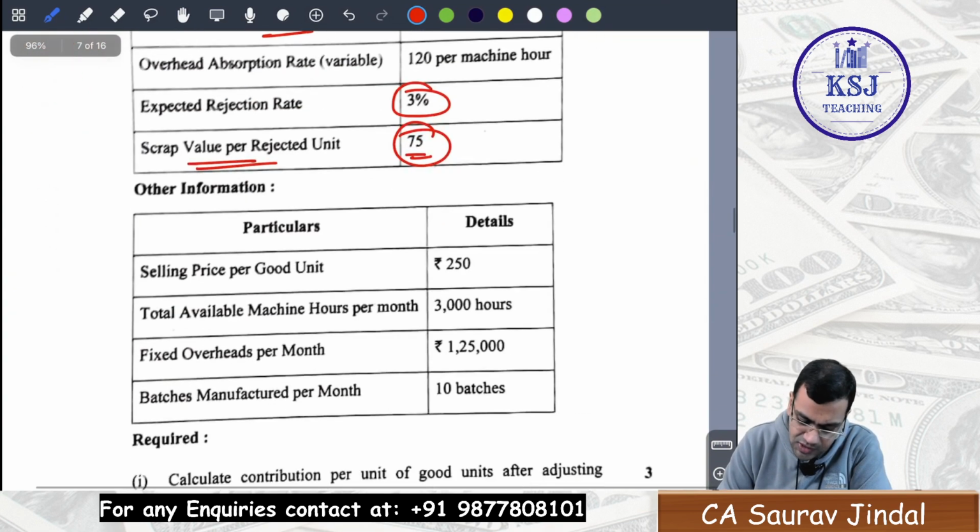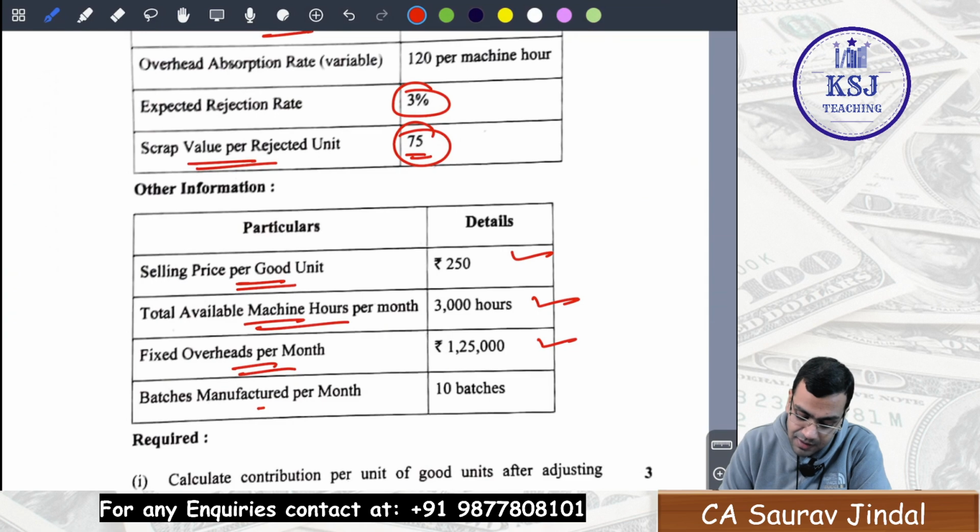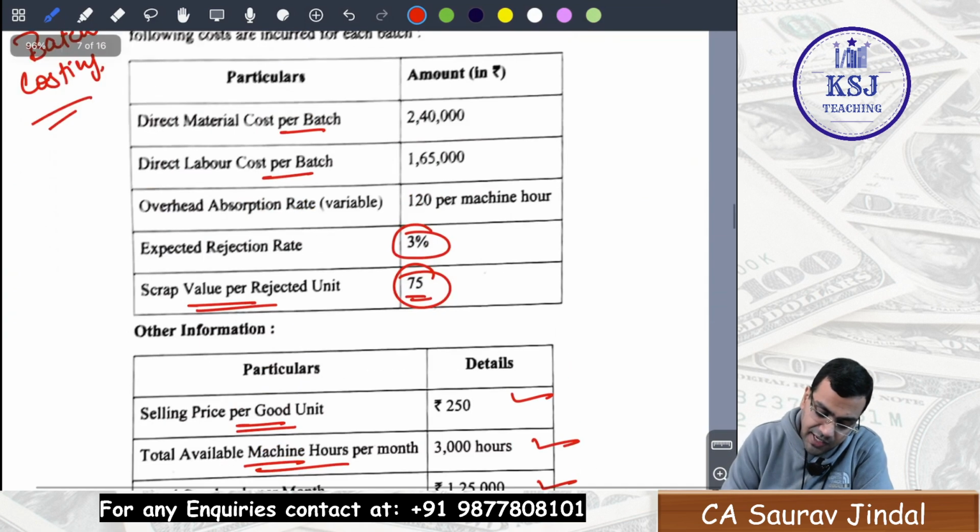Fine, sir. Selling price per good unit is given. Total available machine hours is given. Overheads per month is given. Fixed overheads are given. Batches manufactured: 10 batches. Overhead absorption rate is 120 per machine hour.